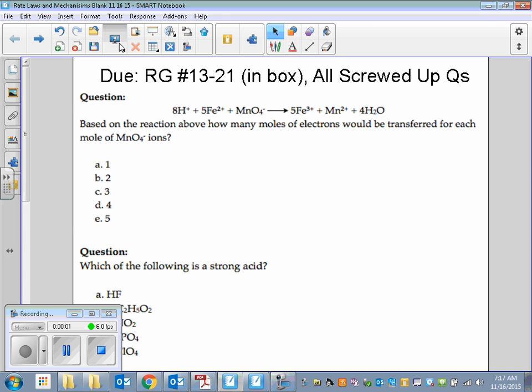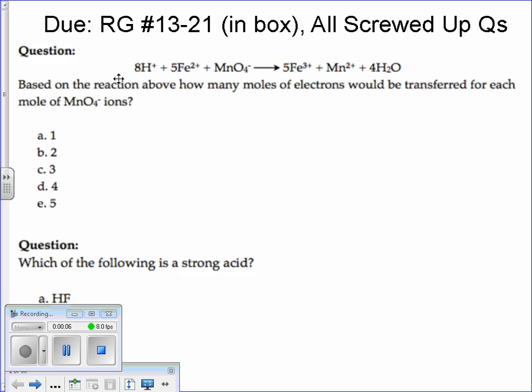I can. So let's do this first. These are review questions, as you can probably tell, before we hit differential rate laws. Based on the reaction above, how many moles of electrons would be transferred for each? Go. Don't say it yet, or you probably want to do some writing. Or you can kind of think about it. All right, I'm going to give you 5 more seconds.